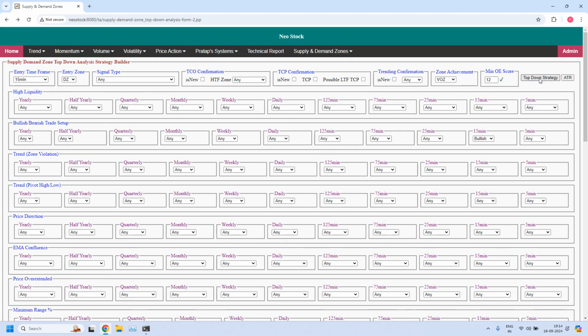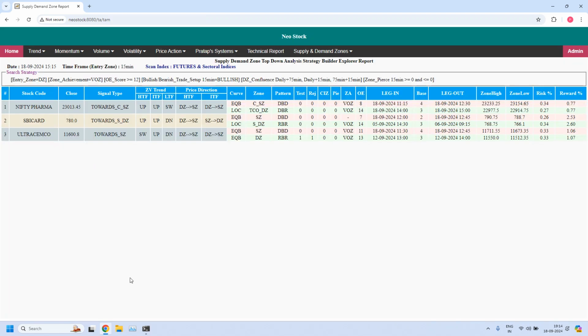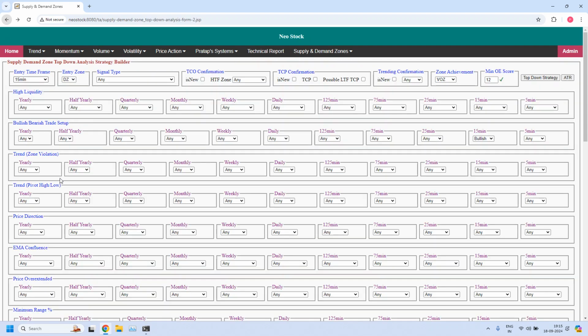Now let's verify. 3 stocks are filtered. Out of these 3, how many are having an EMA confluence with the daily time frame? Because the HTF time frame is daily, and LTF and ITF together are part of the HTF zone. That means the 15 minute zone and 75 minute zone together are part of the daily zone. So the daily zone is having daily EMA confluence. It's a high probability trade setup.